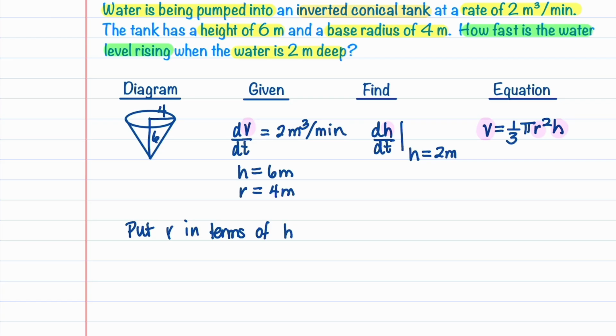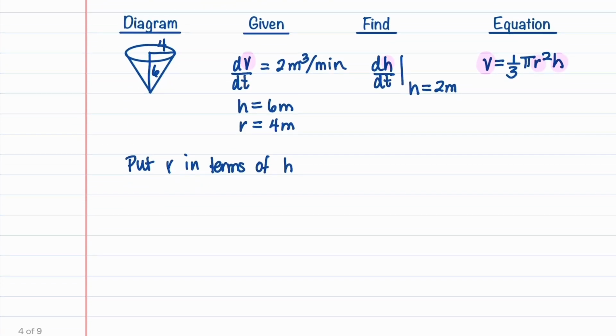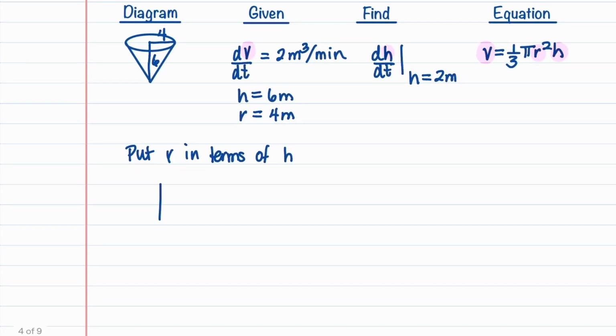And the only way that we know how to do that is to use similar triangles. So I am going to take just the cross section here of our cone. We were given that the radius is 4 and the height is 6. Now let's think about some water being pumped in. Let's say that this is how much water we have. So we can call this the radius and then this part here the height.